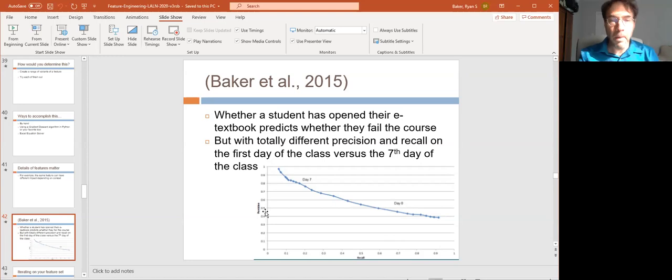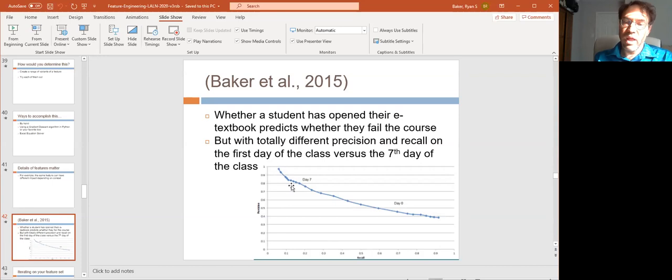So there's a lot of students who haven't opened the textbook yet who are still going to pass the class. By day 7, the properties have changed a bunch. At this point, the precision's gone up to about 75%, but the recall's dropped to 20%. So if you haven't opened the textbook yet after a week of class, you're pretty likely to be in trouble. But a lot of people are in trouble who have by now opened the textbook. And you can see that the curve actually continues on to 14 days.